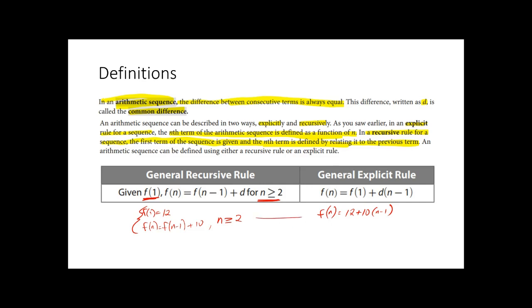So these two rules really do say the same thing, just in a different way, okay? One's more of a function, and the other one is really just showing that there's a sequence between the last number.